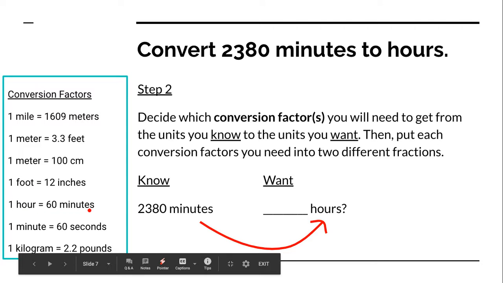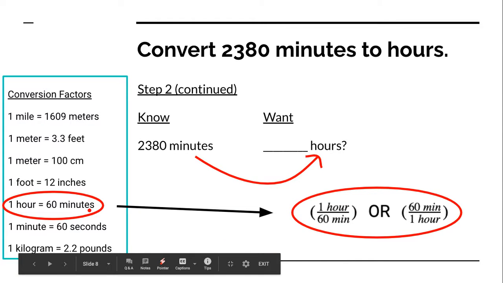Now on the next slide, I show you what to do with it. So you take this conversion factor that was given to you, and then you put it in fraction form. So look, 1 hour equals 60 minutes, right? So I put 1 hour over 60 minutes. And then remember, there's two ways to do the fractions. So, or 60 minutes over 1 hour, because they're the same thing.